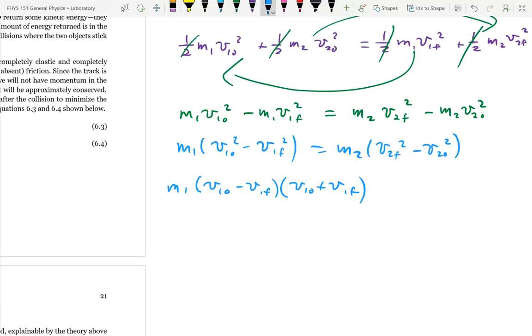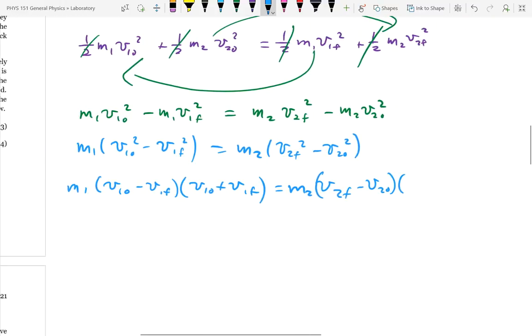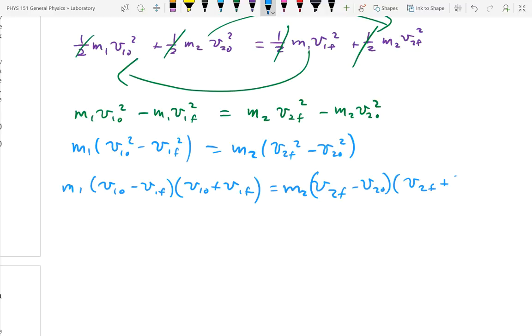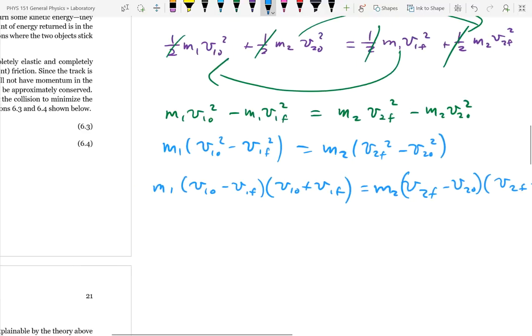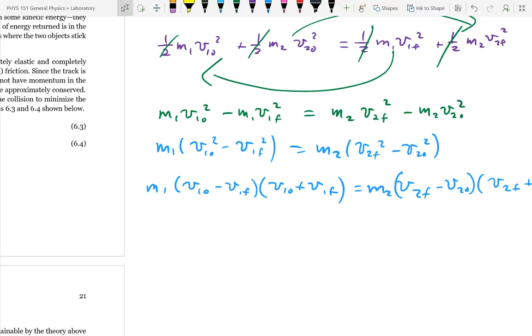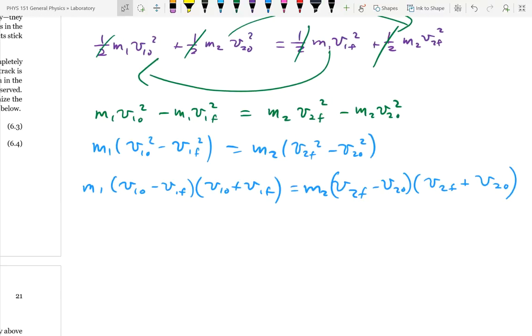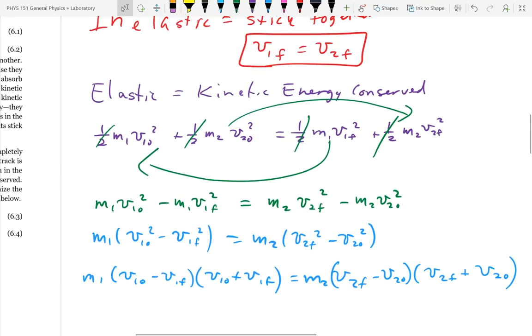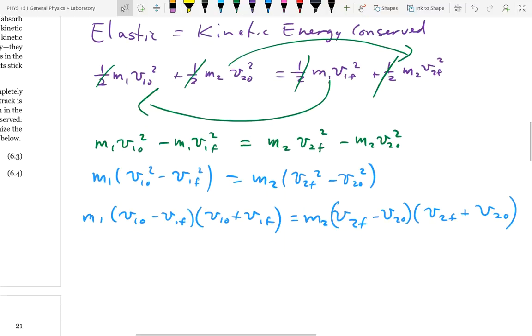V1 initial squared minus V1 final squared is the same as V1 initial minus V1 final times V1 initial plus V1 final. With the minus and the plus, the cross terms add up to 0, and you're just left with the two squares. Do the same on the other side. And now we have an equation that looks like I've just made my life harder. But not really, because we still have our conservation of momentum.